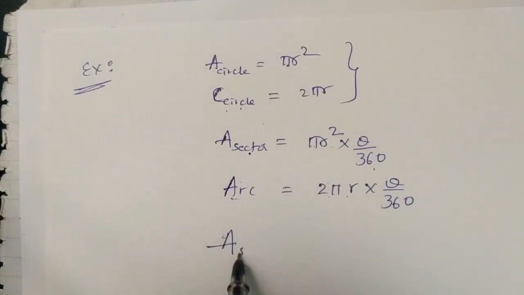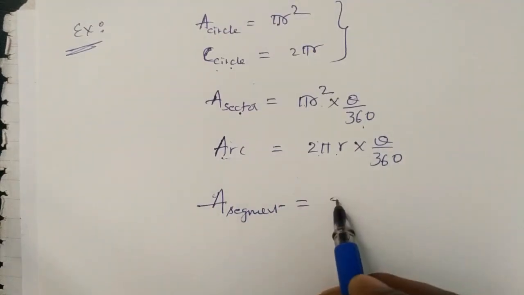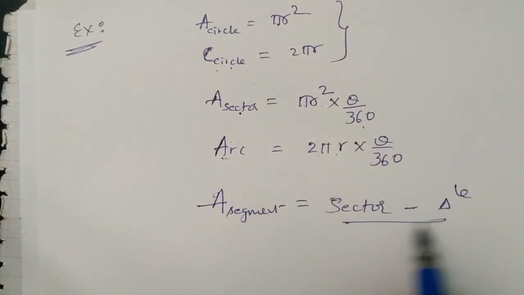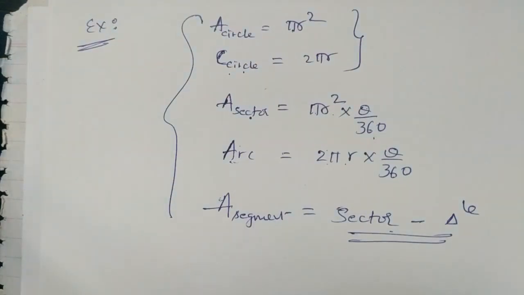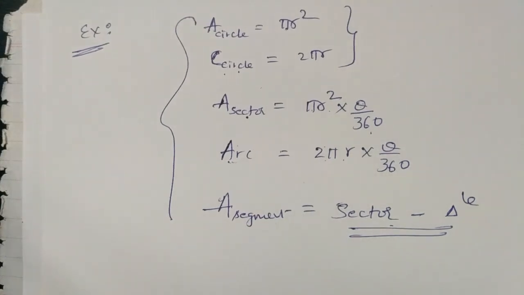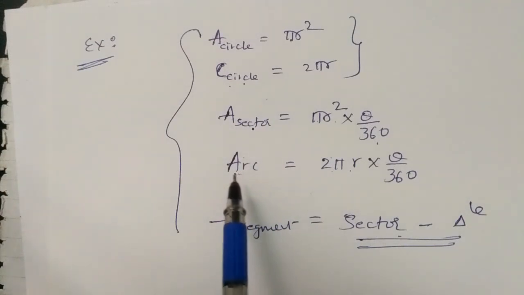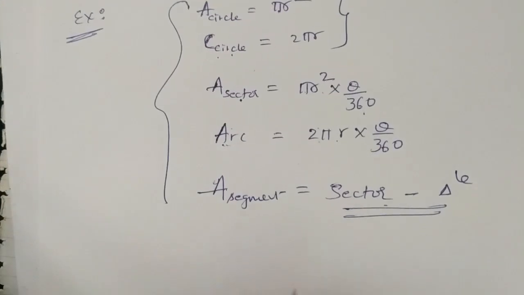Next is area of segment. Segment is what? It is the sector minus triangle. To get the segment, go to the sector, and the area of the triangle you have to remove. Area of sector minus triangle gives you the segment. So we'll use all these important formulas to find the unknown measurements, that is length of an arc, area of sector, area of a circle, circumference and segment.